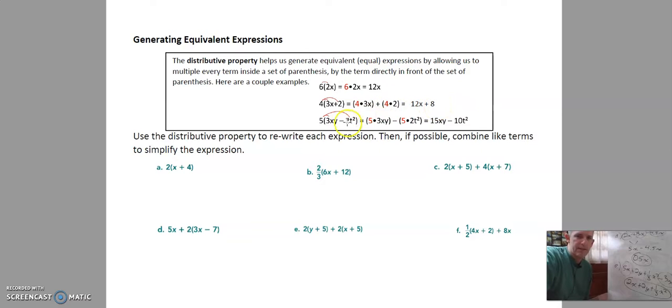All right, in this case, 5 times the 3xy would be 15xy, and then the 5 times the 2t to the second would be 10t to the second. Okay, see how that works? So we're just multiplying 3 times 5, and that's where this 15 comes from, and we're multiplying the 2 times the 5, and that's where this 10 comes from.